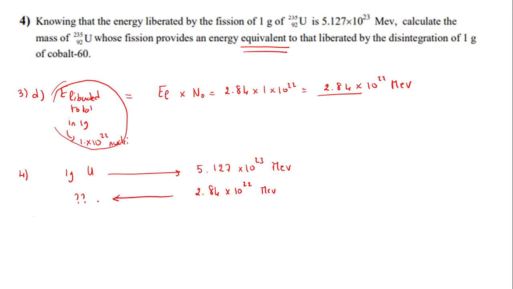So what mass of uranium will give me this energy liberated? We'll just do a crisscross. The mass of uranium will equal 2.84 times 10 to the power 22 times 1 over 5.127 times 10 to the power 23, which equals 0.055. Now pay attention: the unit is gram, so 0.055 gram of uranium.